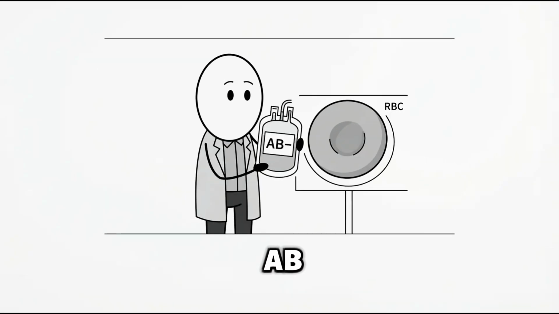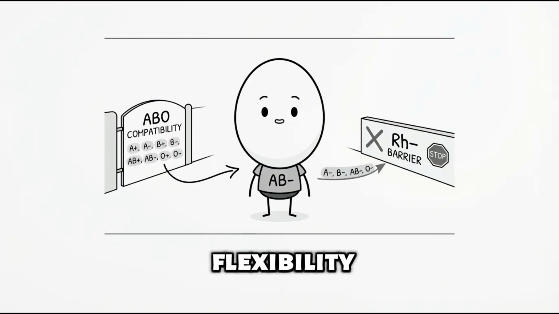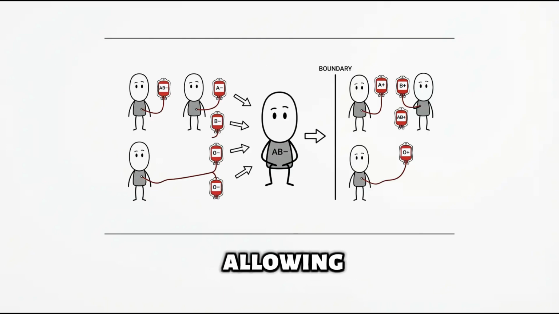6. AB negative blood, AB-. AB- combines the flexibility of AB with the limits of Rh-negative blood, allowing it to receive several negative red blood cell types but not positive ones under basic matching rules.